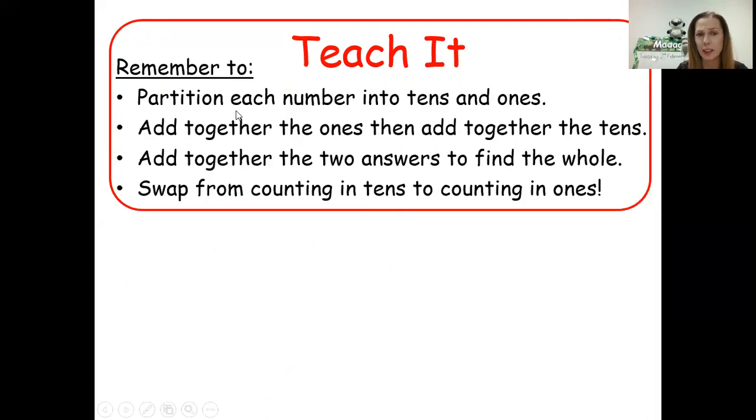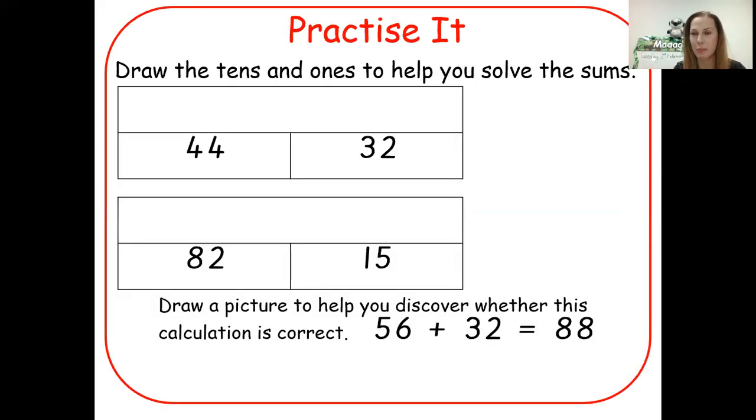So you need to partition each number into tens and ones, add together the ones, then add together the tens. We're starting with the ones first of all. Add together the 2 answers to find the whole, and swap from counting in tens to counting in ones. So remember that when you're counting, don't get carried away with counting in tens when you're actually counting the ones. I'm going to show you that.